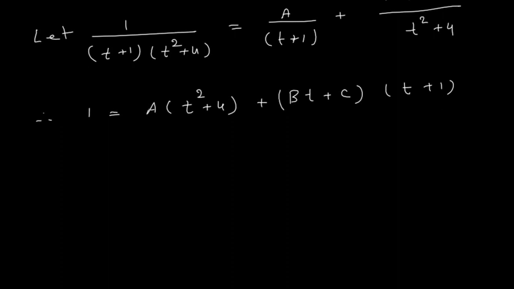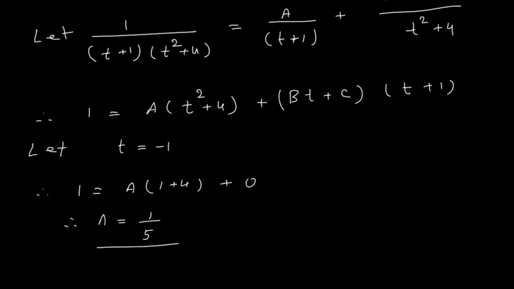As this is valid for each and every value of t, let us put t equal to minus 1. So therefore I get 1 equal to a into, since I have kept t as minus 1, minus 1 square is plus 1, plus 4, and this whole other part will become 0. So this gives me the value of a. The value of a I got is 1 upon 5.